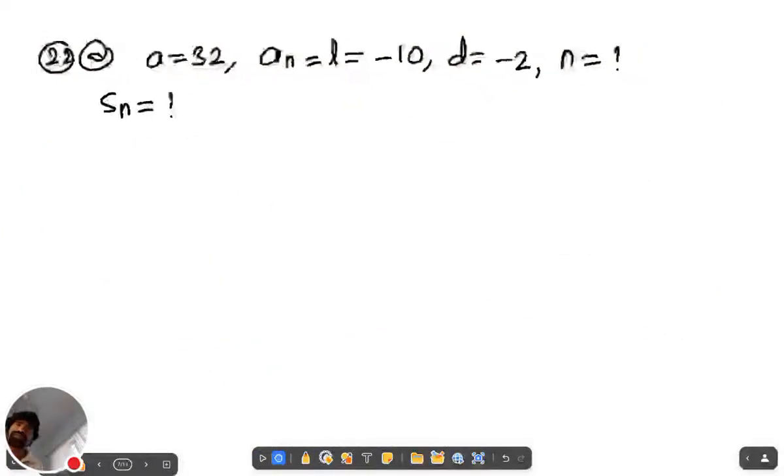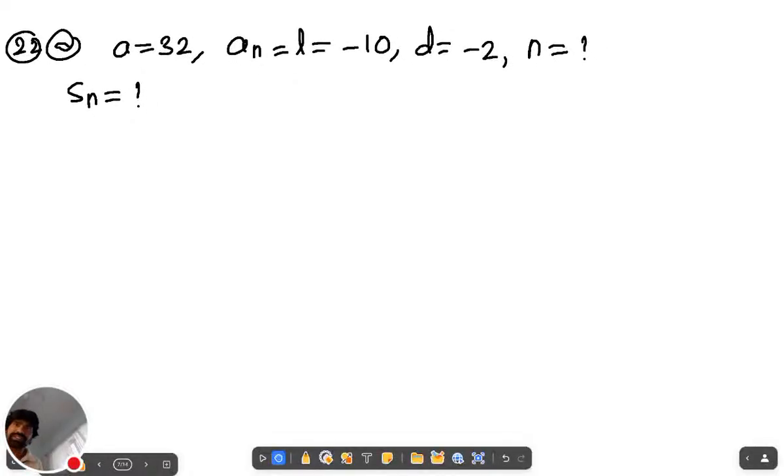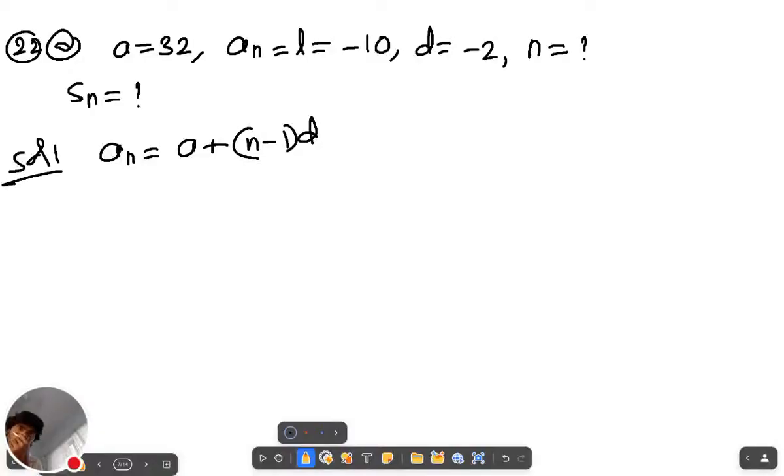Yes, so as the last term is given, we have to apply the nth term formula. So an is equal to a plus n minus 1 into common difference. What is the an value here? Minus 10. The a value is 32, plus the n value we don't know, n minus 1 into d. What is the d value? Minus 2.